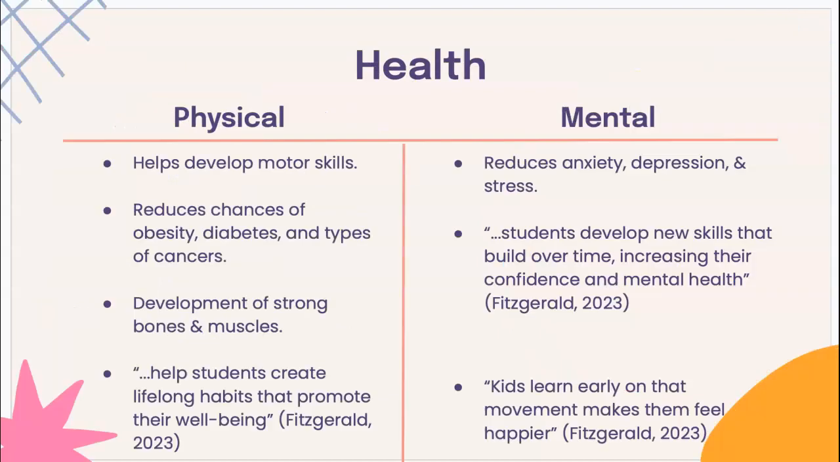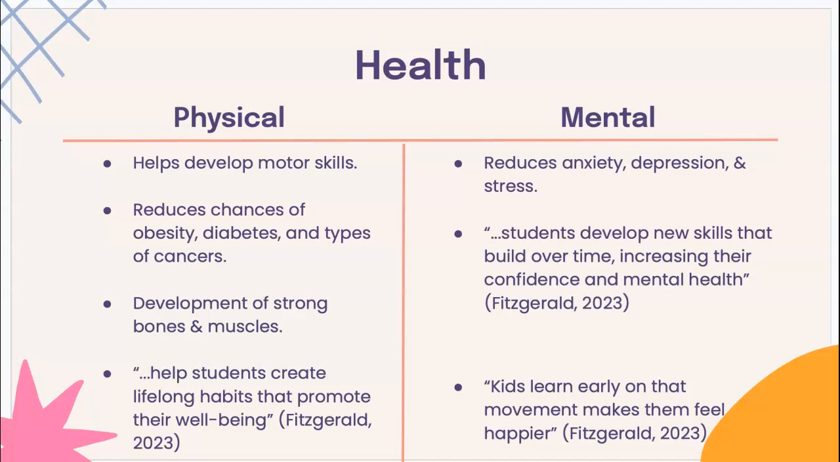Health can be divided into two categories. The first one is physical. PE helps develop motor skills, reduces chances of obesity, diabetes, and types of cancers, and helps develop strong bones and muscles. PE also helps students create lifelong habits that will promote their well-being.